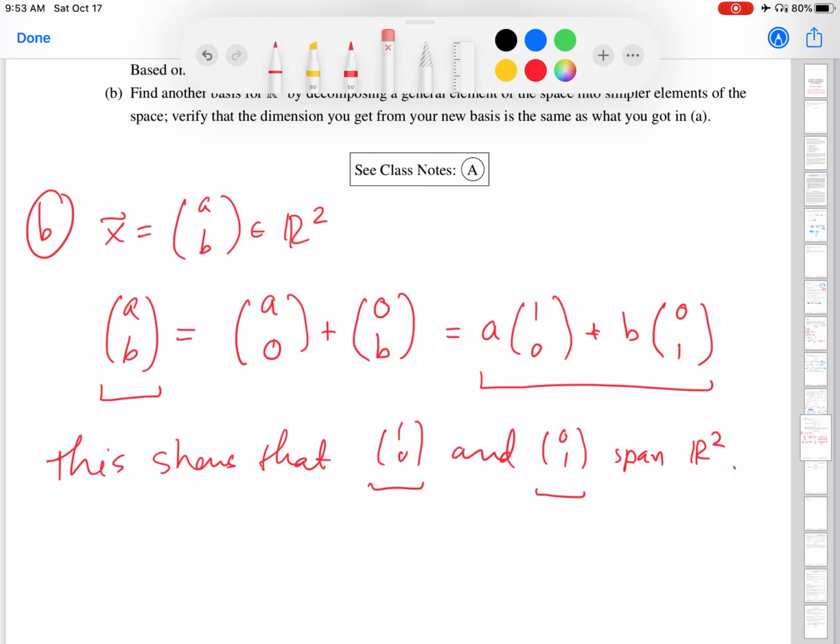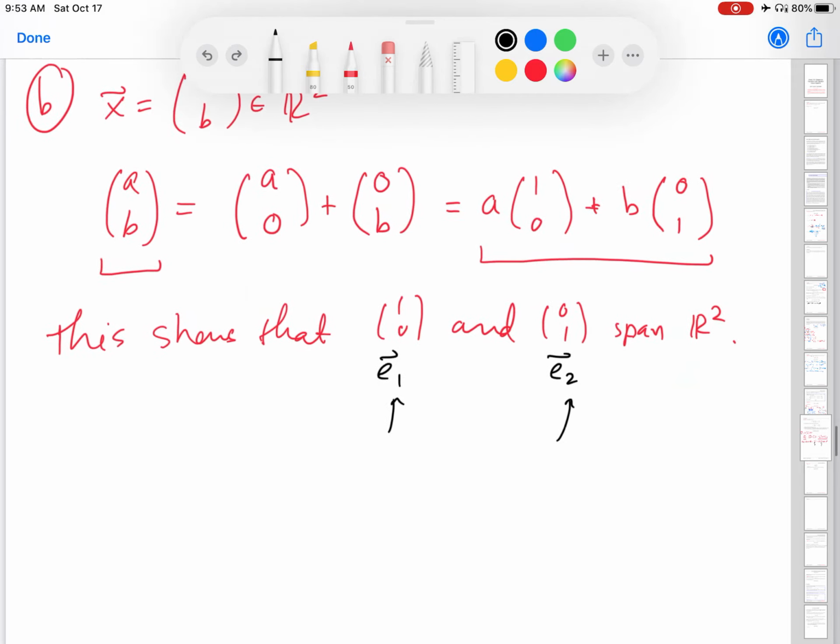I'm going to call these two vectors E1 and E2. This is the standard notation for these vectors, and the number refers to where the 1 is in the vector. So for E1, the 1 is in the first component, and for E2, the 1 is in the second component. After this, I'll scroll down and show you what this looks like for Rn, n-dimensional Euclidean space. Okay, so this shows that they span.